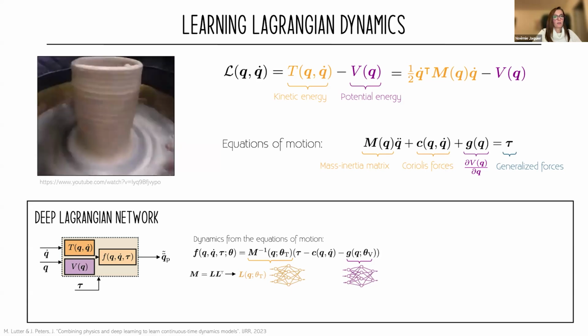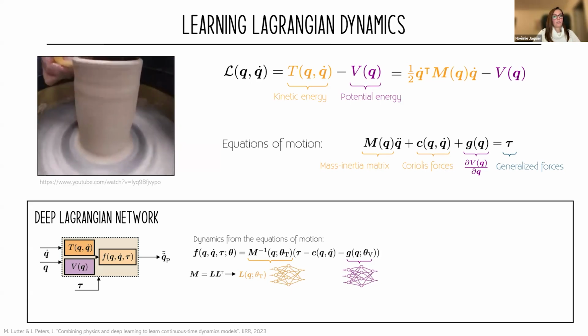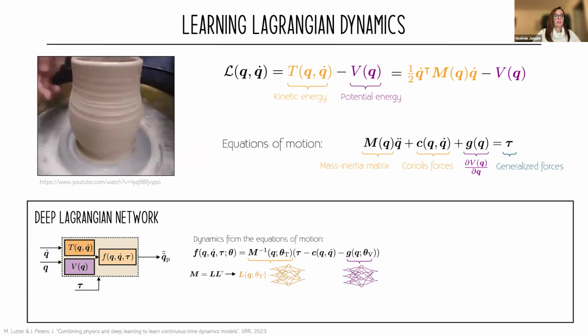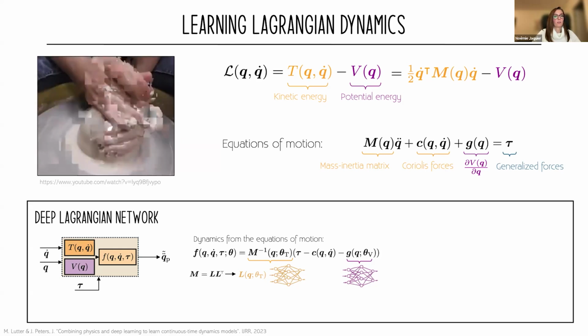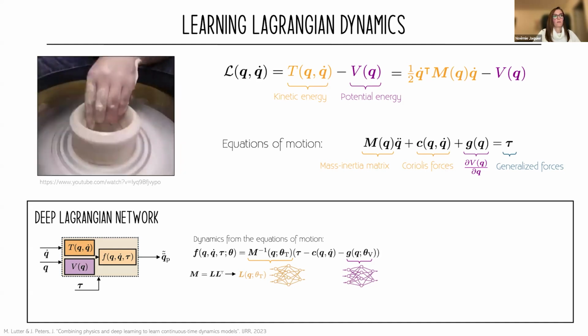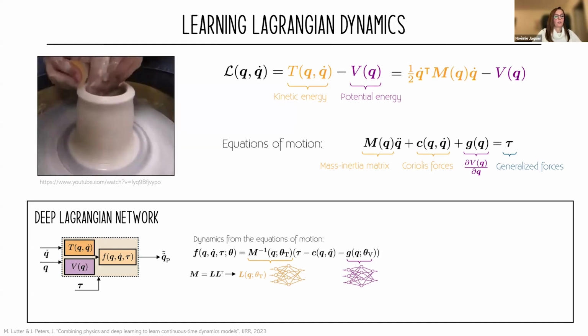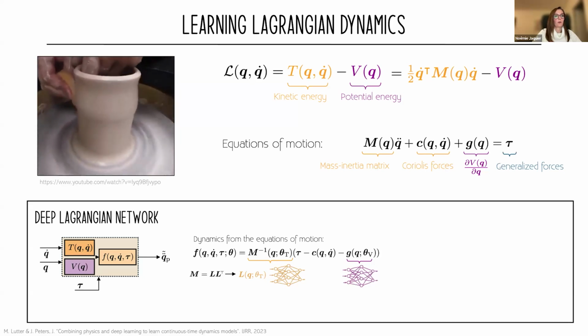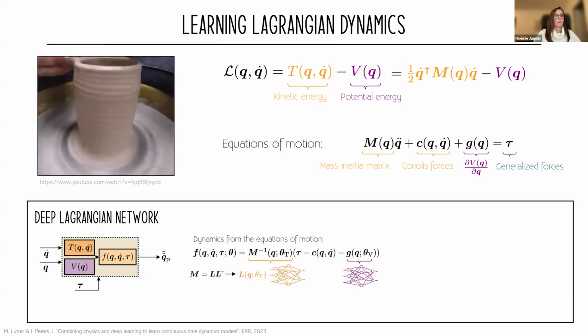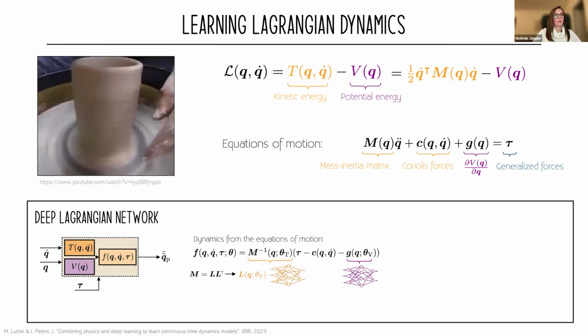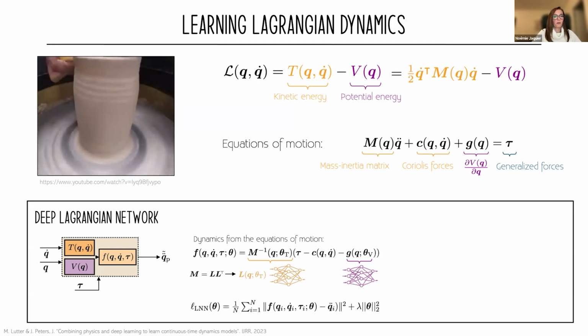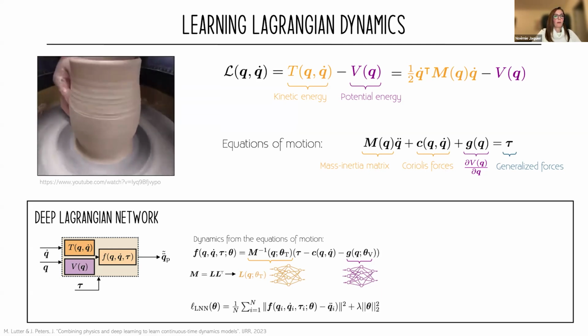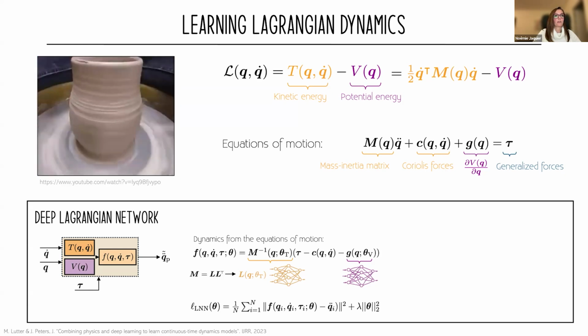For the mass inertia matrix, it is a symmetric positive definite matrix. It means that it has to be symmetric and it has to have only positive eigenvalues. So the trick that is usually used to ensure that the mass inertia matrix is valid is to use this Cholesky decomposition that you see here at the bottom, where the mass inertia matrix is L times L transpose, with L the Cholesky factor. And we train this network by minimizing the error between the acceleration that we predict and the one that we observe.